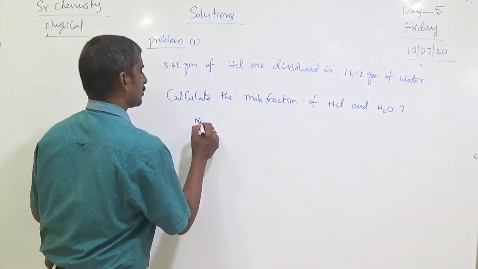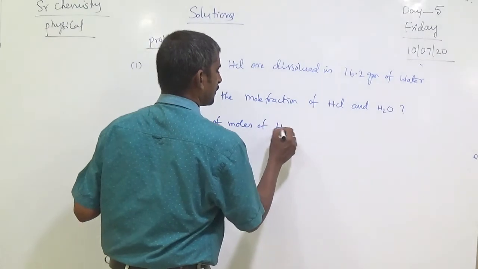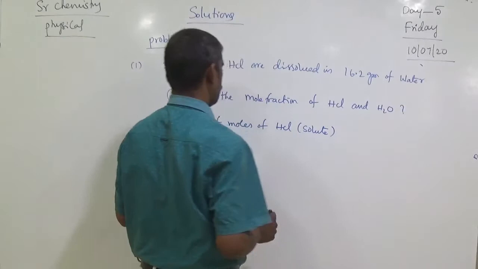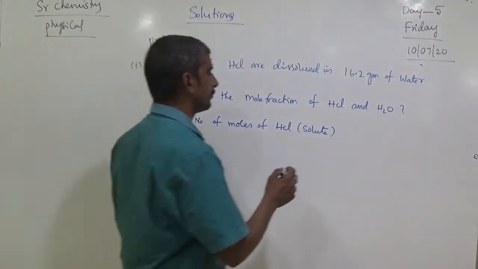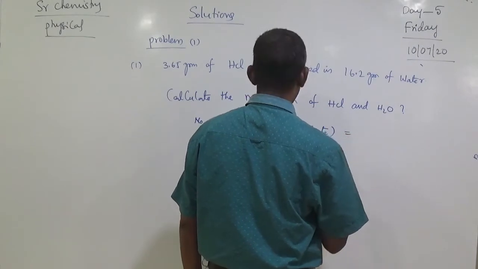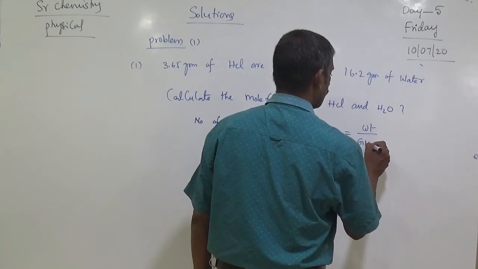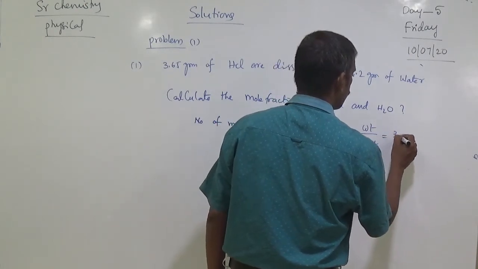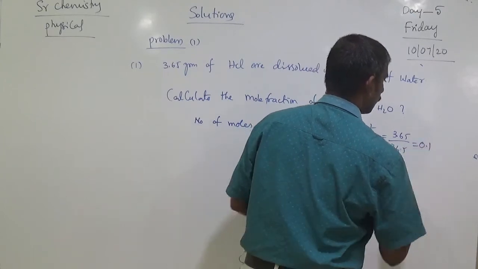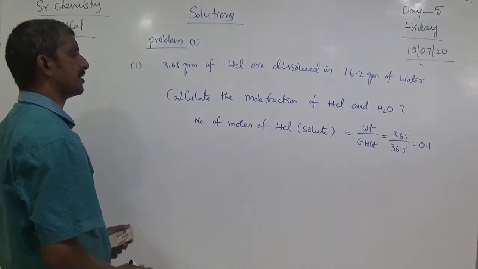First, the number of moles of HCl. HCl is the solute. Number of moles of HCl equals weight divided by gram molecular weight. The weight given is 3.65 and the molecular weight is 36.5, so that equals 0.1. That is the number of moles of HCl.